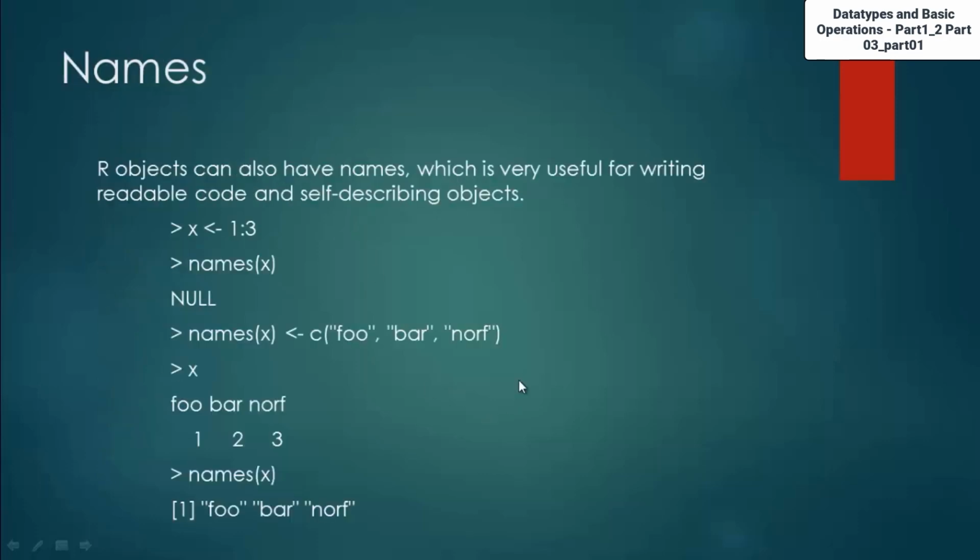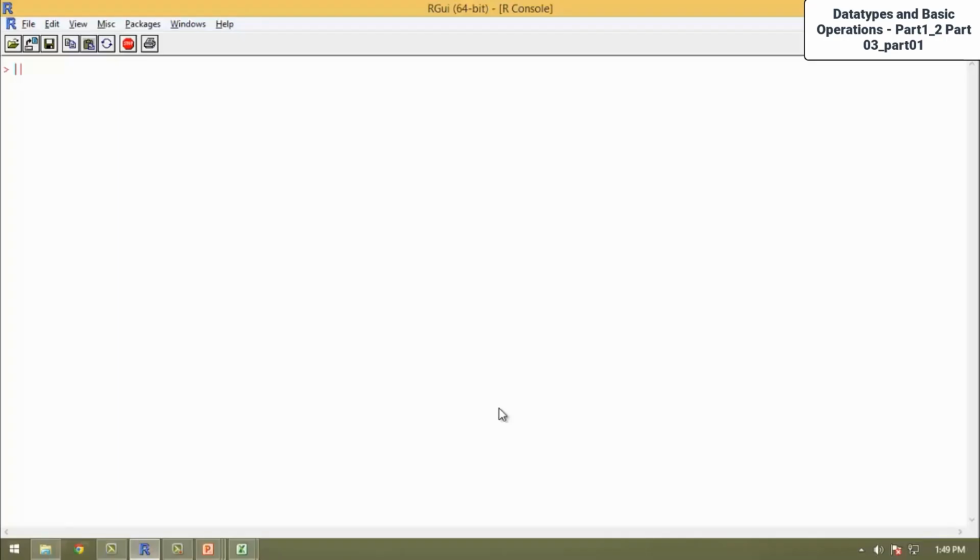Now we will move on to names. Any object in R can have names. This is useful when you want to write code which will have self-describing objects. When someone else views this code, they will also be able to get a good sense of what's happening in the code. Now let's say I create a vector. I create an integer sequence with values 1, 2, 3. Now using the names of x function will tell me if there are any names predefined for 1, 2 and 3. As there are no names defined, it will give me NULL.